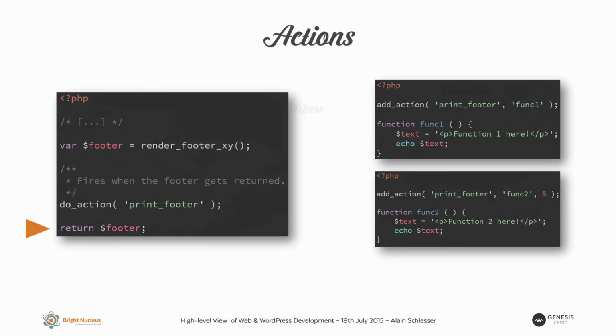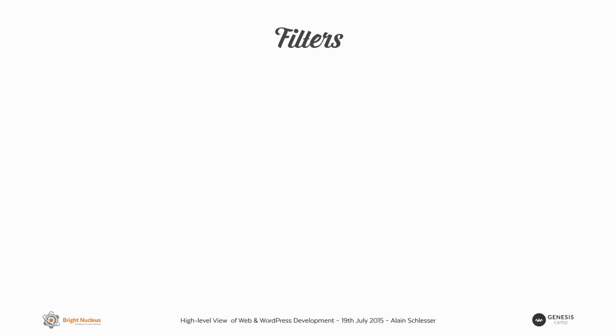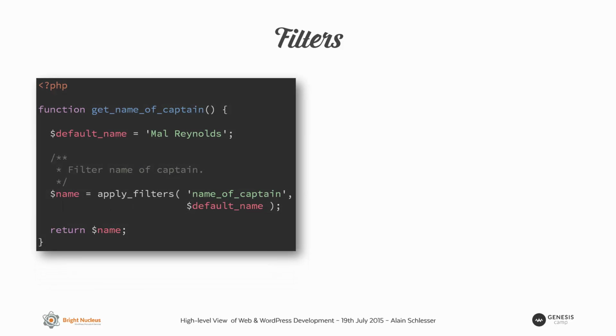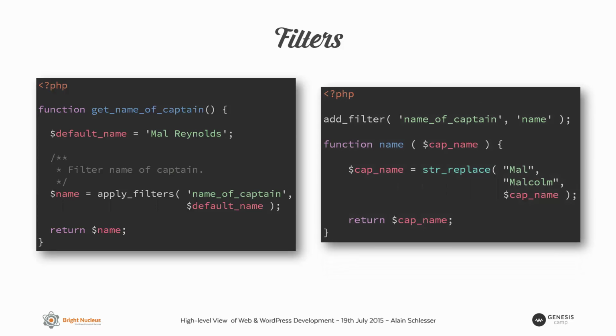Filters are similar to hooks in that they can be registered for a specific label. The main difference is that they pass a value to the callback function and use whatever they get back as return value. So in this example, we have defined a filter labeled name of captain. It allows other plugins or themes to change the name of the captain before it is returned. In another plugin, we could now add a callback function to this filter. Here we change the abbreviated name Mal into Malcolm. If we had not added this filter, the default name would have simply been used. Actions and filters together are commonly referred to as hooks.